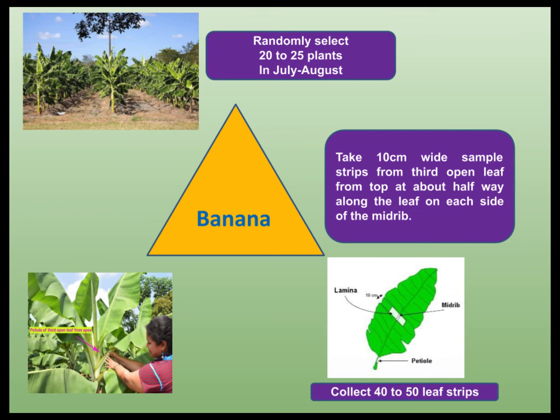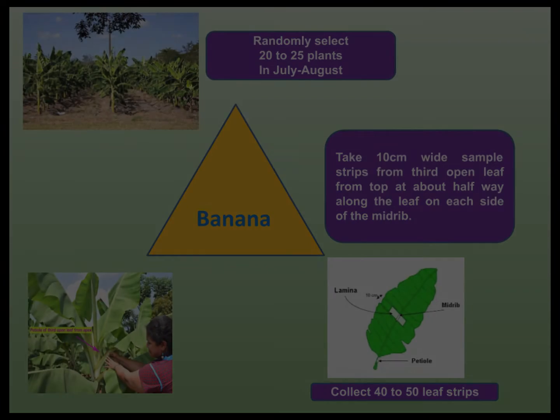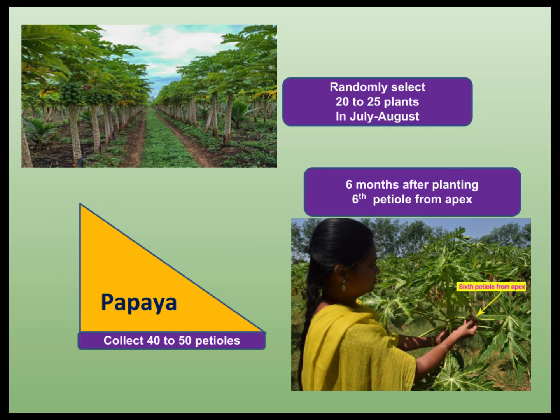Banana is different from all other fruit crops. It has a very large leaf lamina and the complete leaf cannot be sampled. In this case, select 20 to 25 plants in July to August and locate the third open leaf from the top. Cut a 10 cm wide sample strip at about halfway along the leaf on each side of the midrib and transfer to sample bags.